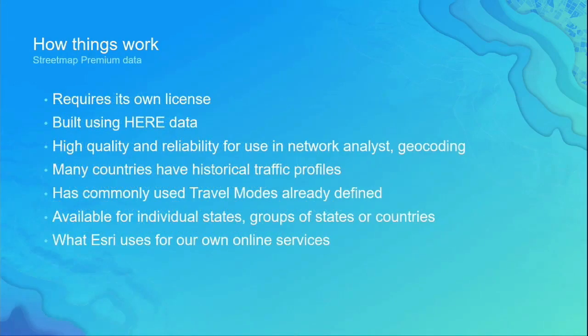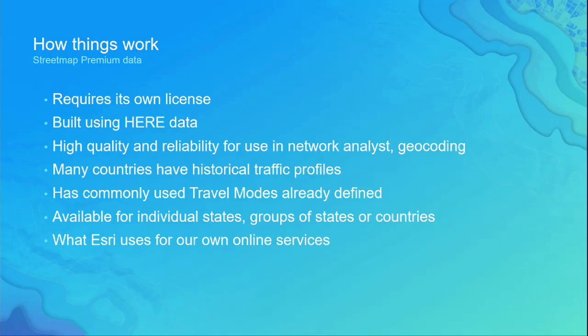Speaking of StreetMap Premium, what is it? Well, as I said, it requires its own license. StreetMap Premium data is a data product that Esri provides. It's built using HERE data. HERE is like TomTom, except they're called HERE. I don't like the name too much. I wasn't a fan of it. But the data is actually quite good. It's high quality data for both routing, for network analyst operations, and also for geocoding. Many of their countries have historical speed profiles. So for example, they know that, as Frank demonstrated, this street is fast in the morning but slow in the evening, or maybe it's slow in the morning and fast in the evening, and that can influence your analysis when you use time.